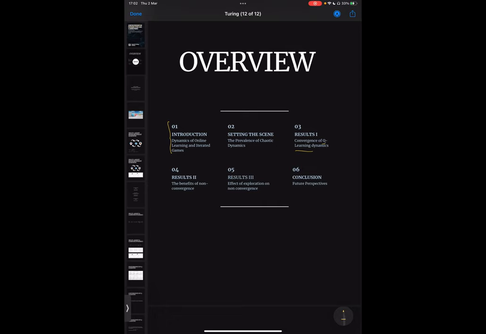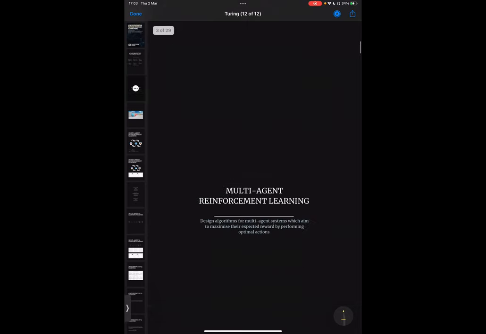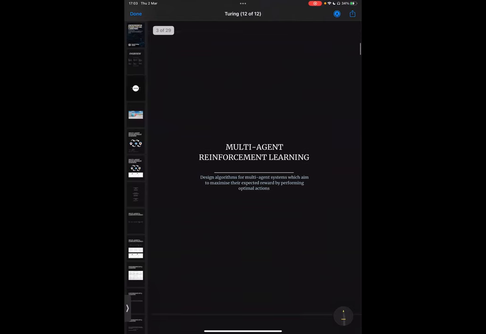So once we've set the scene a little bit, we can start to talk about some of the results that have been found recently regarding Q learning, specifically, as the title indicates, to do with convergence and performance of the Q learning algorithm. Okay. So we're starting with this lens of multi-agent reinforcement learning.